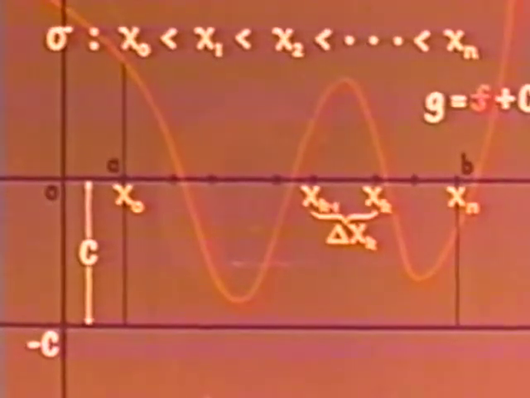Let sigma be an arbitrary partition of AB and form the upper sum for f based on sigma. Recall that m sub k upper bar in this formula denotes the least upper bound of the values of f on the kth subinterval. We have just seen that the least upper bound of g on the kth subinterval will accordingly be equal to m sub k upper bar plus the constant c. So this is the upper sum for g.